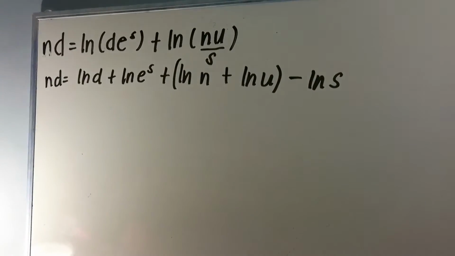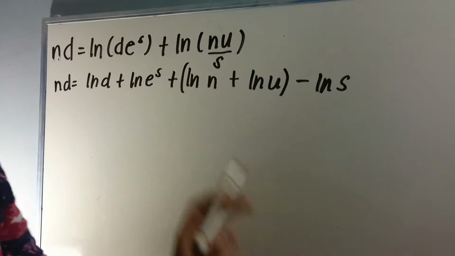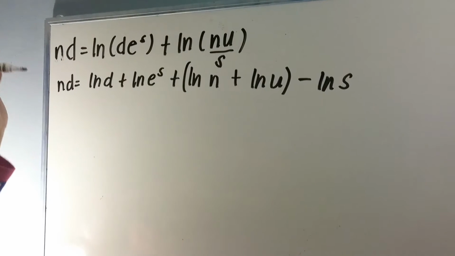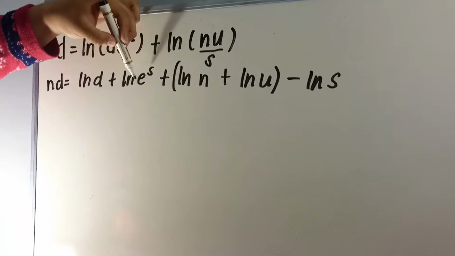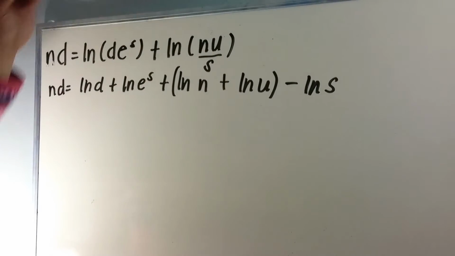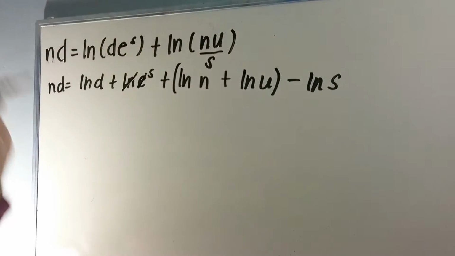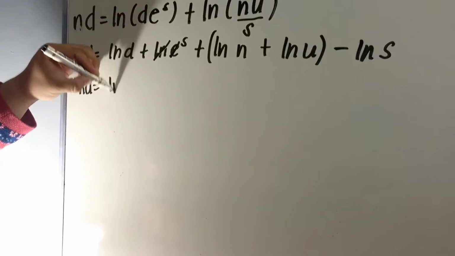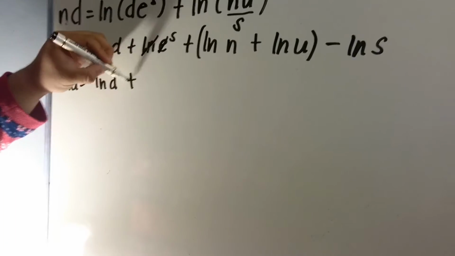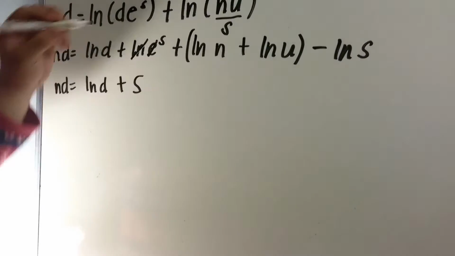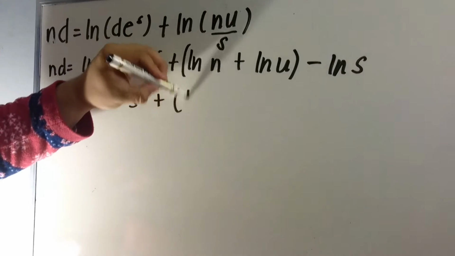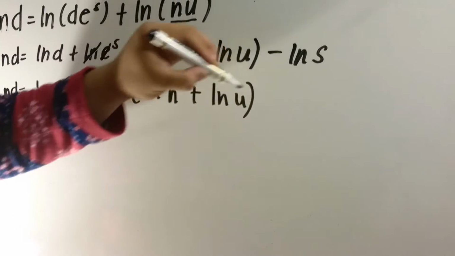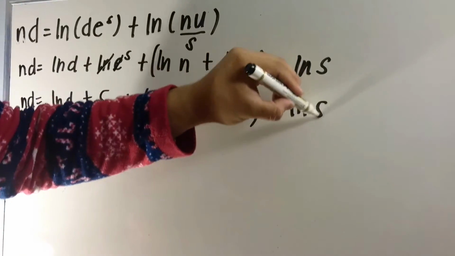Alright? So what we can notice here is that we can actually simplify some of the items. For example, this ln of e to the s. As you know, e is one of the special numbers that can cancel out ln, so we can cancel both of those out, and we'll be left with nd equals ln of d plus s, because the s just drops down, plus open parentheses ln of n plus ln of u close parentheses minus ln of s.